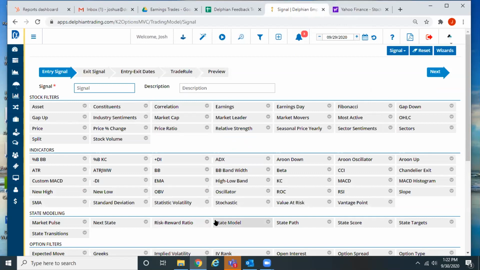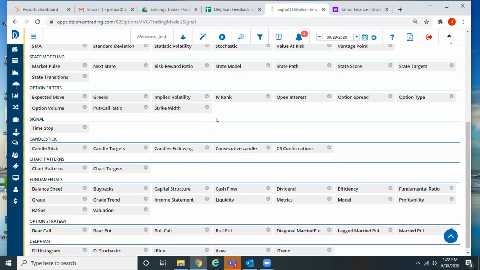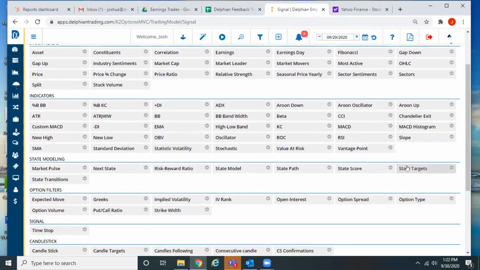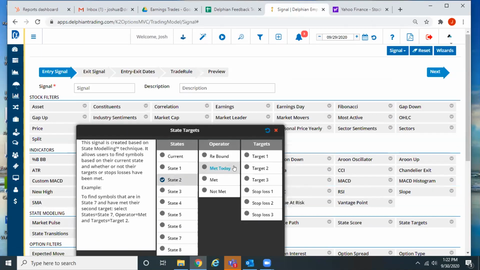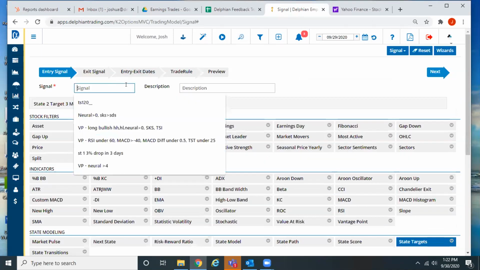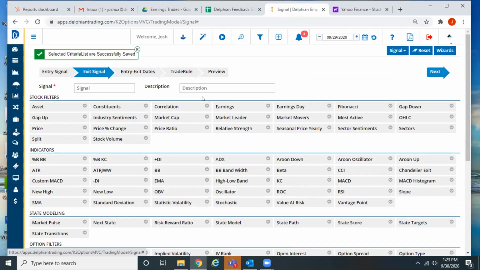So I think everyone's familiar with the wizard. Basically, we're just going in and creating the state targets. State 2, target 3. Then we just give it a name, met today. And we go next, and we do an exit signal.